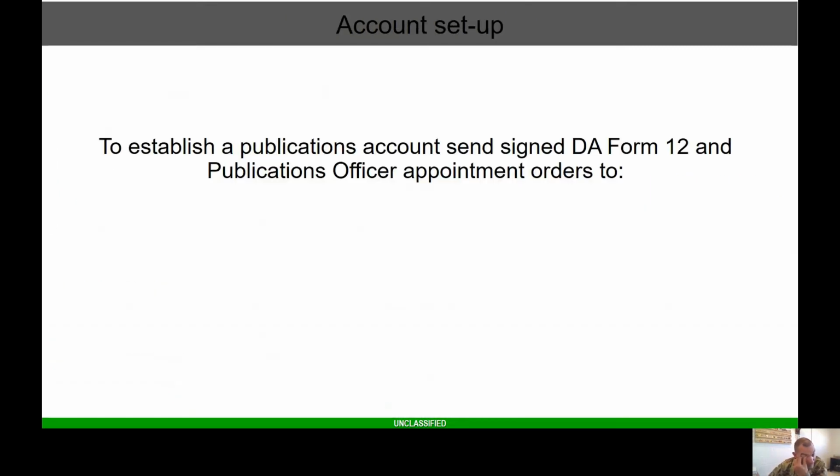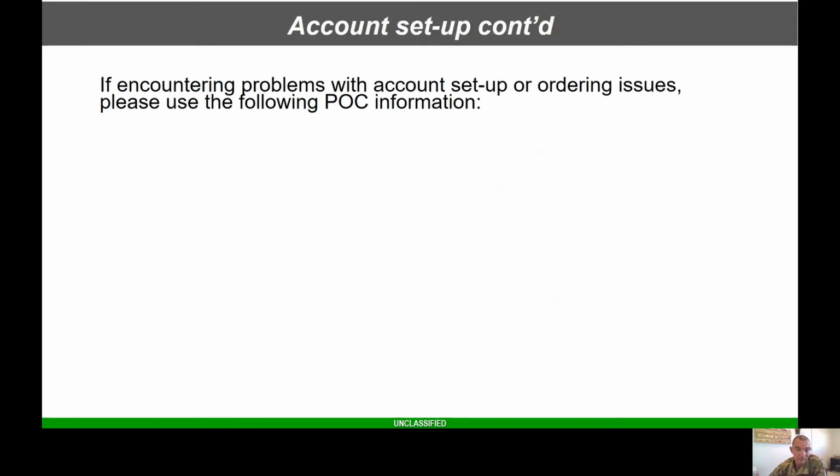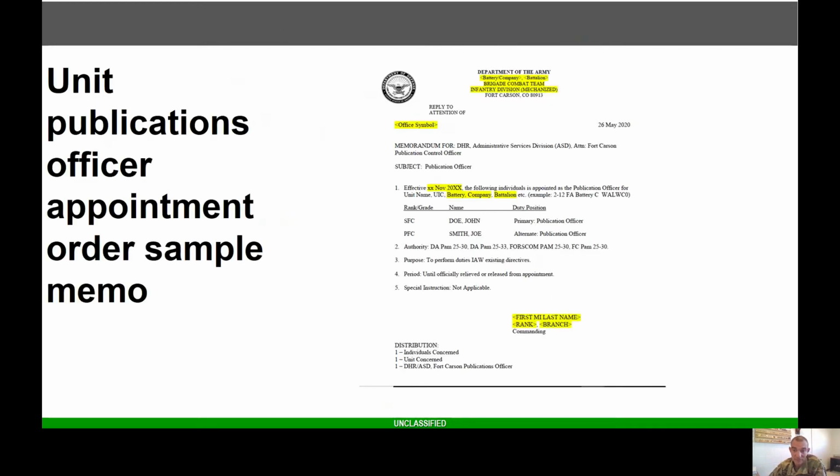All right, to establish a publication account, send a signed DA Form 12, right? So your DA Form 12, like I said, is the form where you're actually going to get access to order publications. Like I said, you're going to contact your publication manager. If you cannot reach your publication manager, you can contact the MBD customer service desk, and their number and contact information is right here. So account setup, right? If encountering problems with your account, like I said, you can contact the POC.